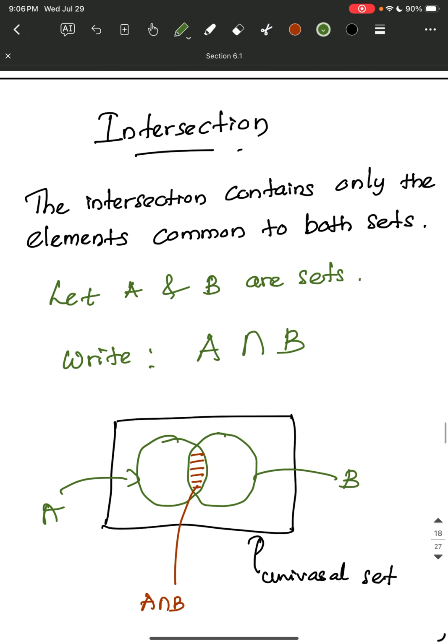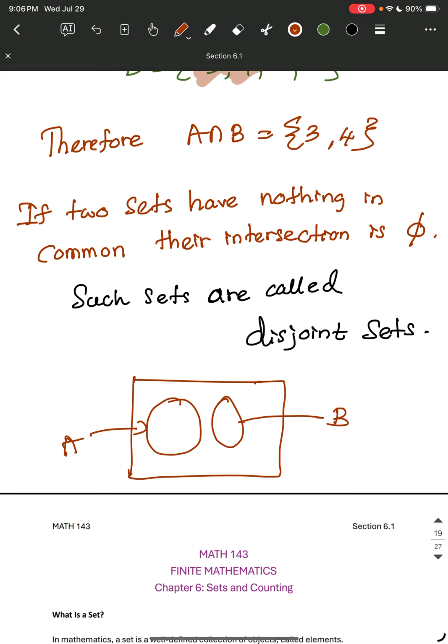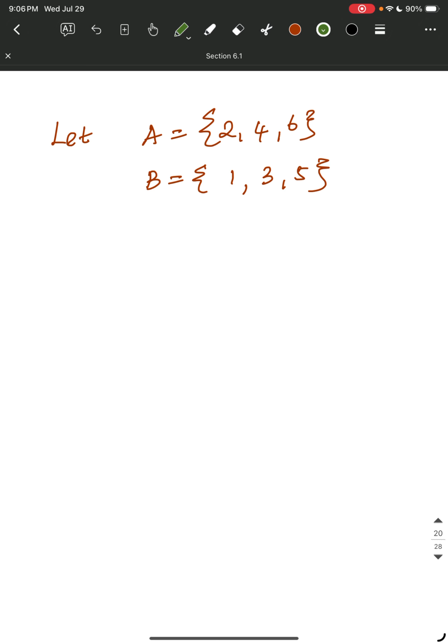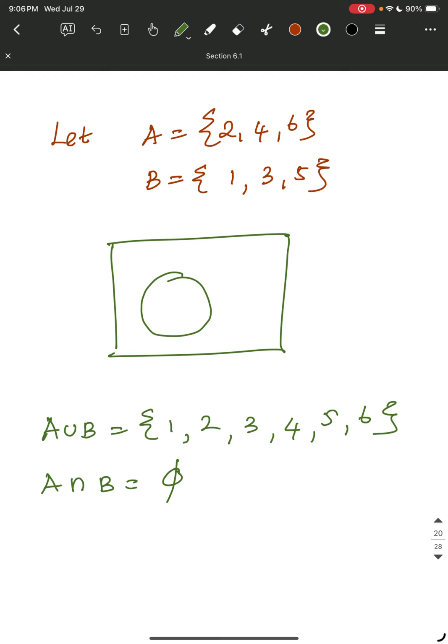Then let's see how to represent the disjoint sets. So we have the universal set. Let's say set A is here, set B is here. They have no common outcomes, therefore disjoint sets. Okay, let's go for another example quickly. Let set A be 2, 4, 6 and set B be 1, 3, 5. Draw the Venn diagram. So universal set, set A 2, 4, 6. A union B is 1, 2, 3, 4, 5, 6. A intersection B is empty. Therefore, the two sets are disjoint. Set A has 2, 4, 6 and set B has 1, 3, 5.